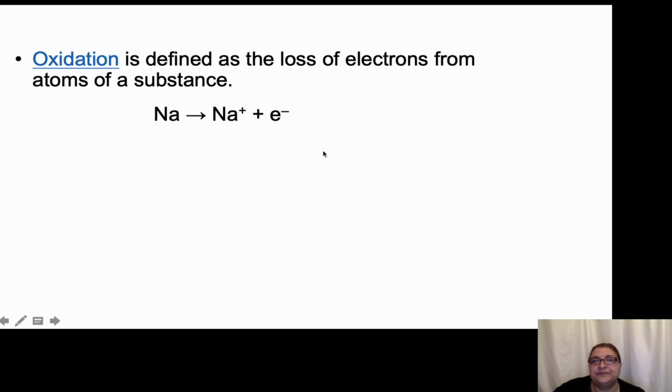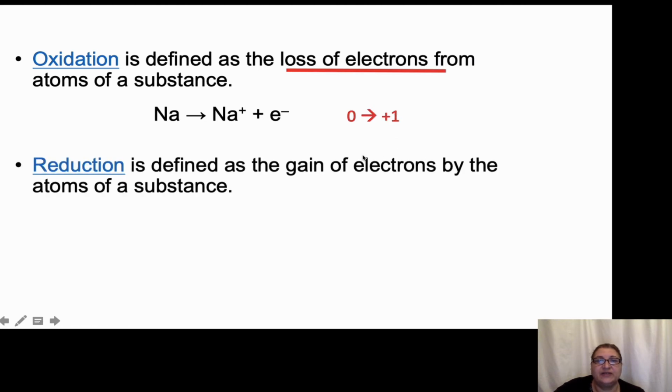Oxidation. The loss of electrons from the atoms of a substance increases an atom's oxidation number. Okay, so the loss of electrons is an increase in the oxidation number. That means you see sodium by itself is 0, going to +1. That's a loss of electron, and it goes from 0 to +1, that's an increase in oxidation number.